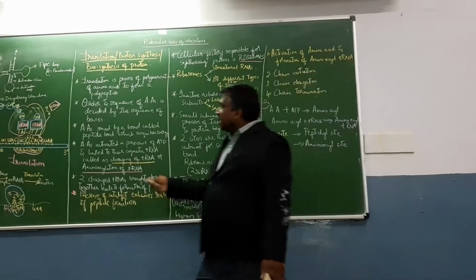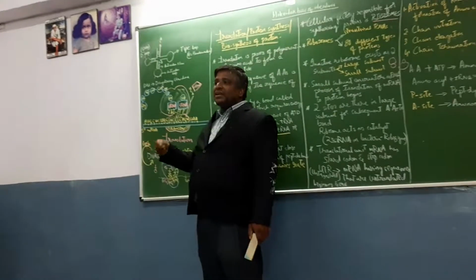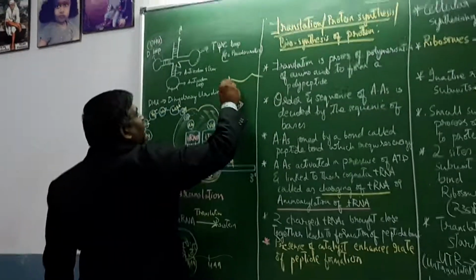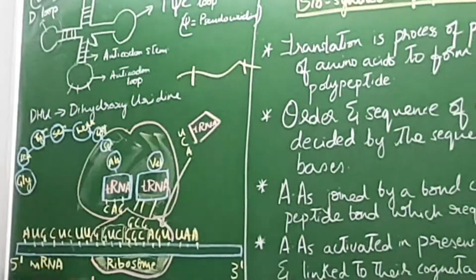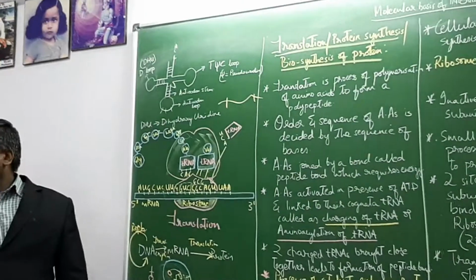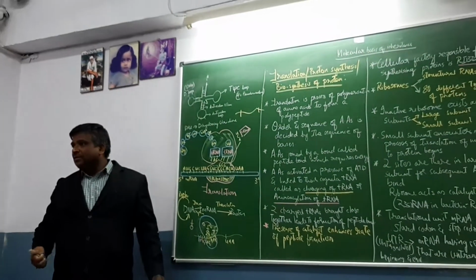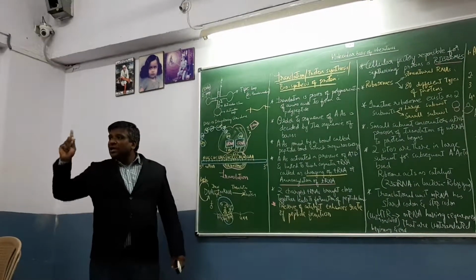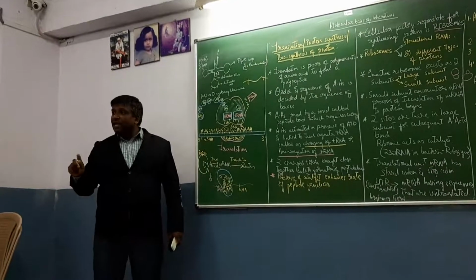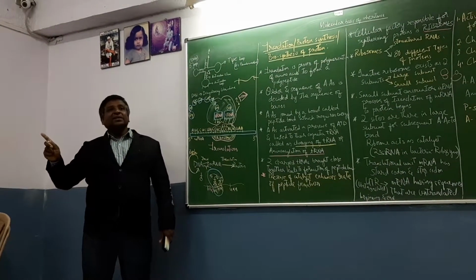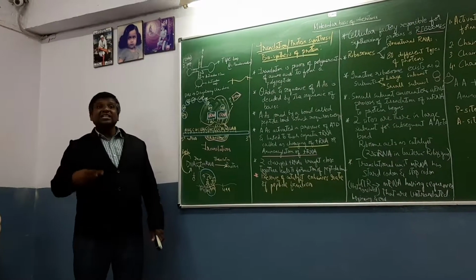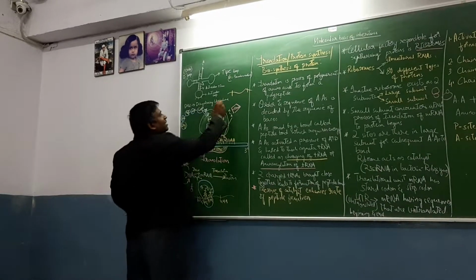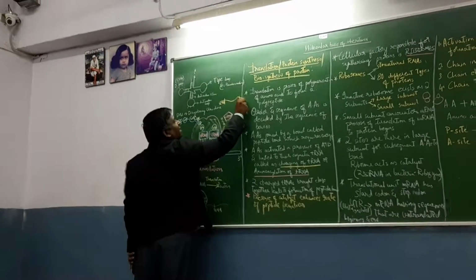UTRs, the untranslated regions, are there. At the beginning of mRNA we call it the leader sequence, and at the end the trailer sequence. In eukaryotic mRNA, we call them the 5' cap and the polyadenine chain. They cannot undergo translation. In prokaryotic mRNA, the leader and trailer cannot undergo translation, as they don't have coding sequence. So these are called untranslated regions.